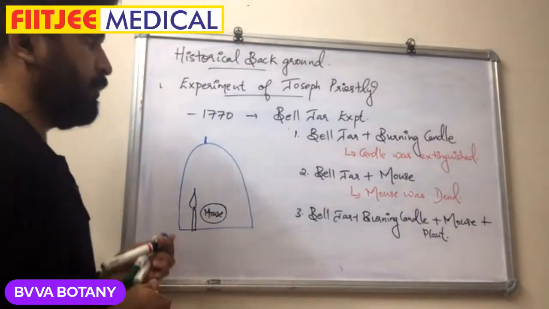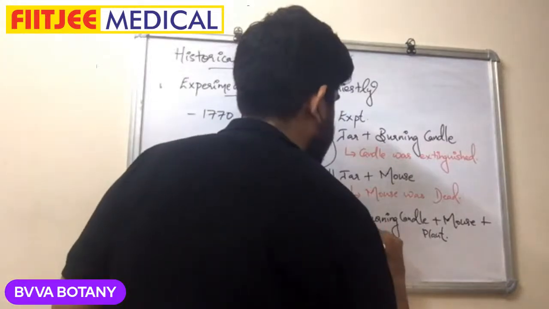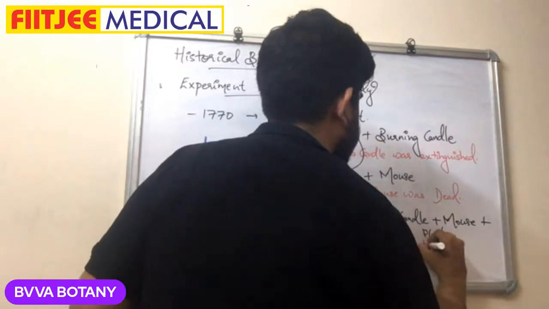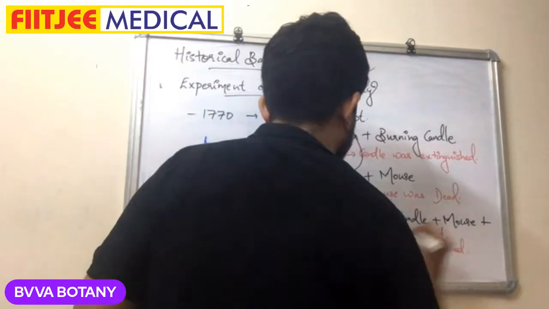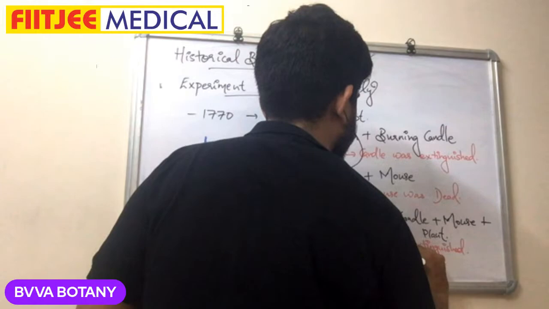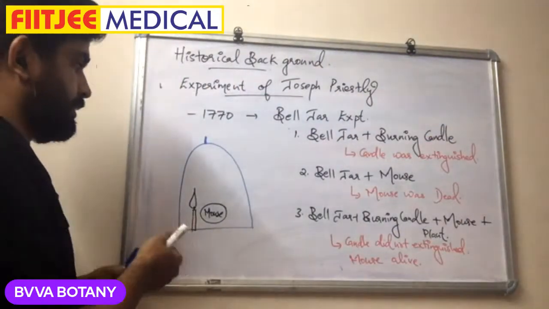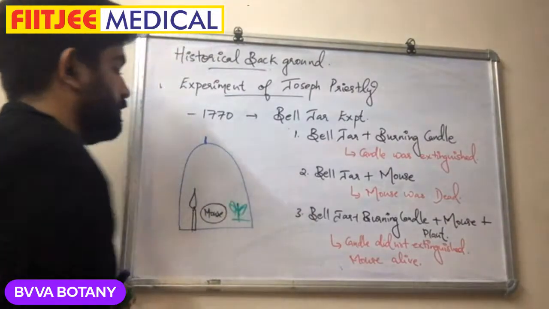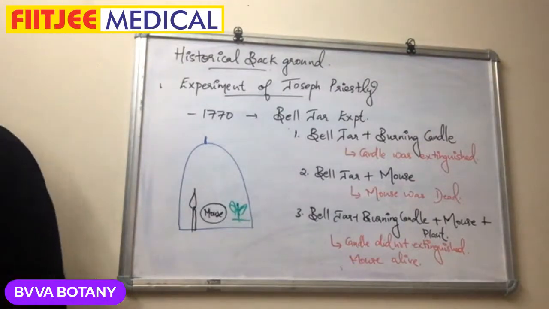So what did he observe? He observed that the candle did not extinguish. The mouse was alive. So what did he conclude from this experiment?